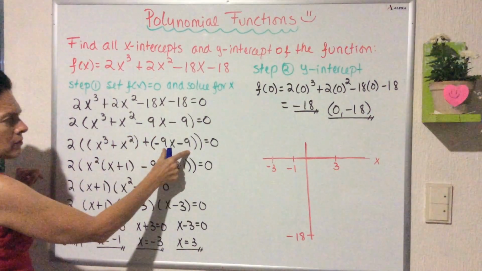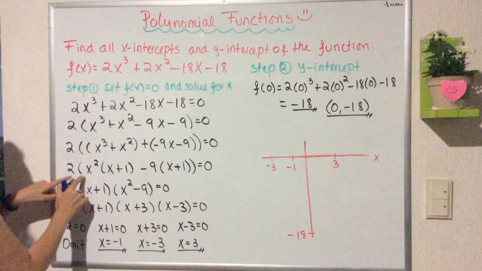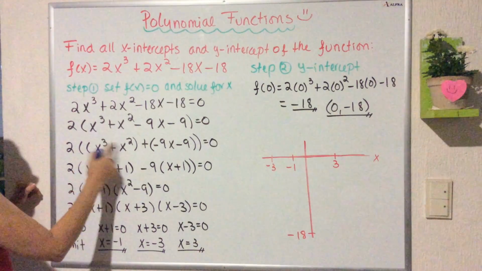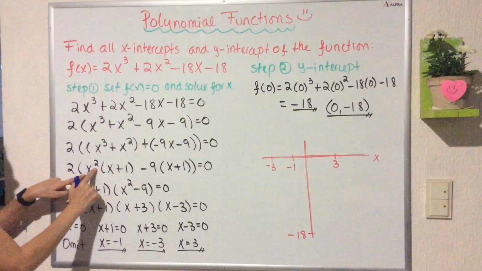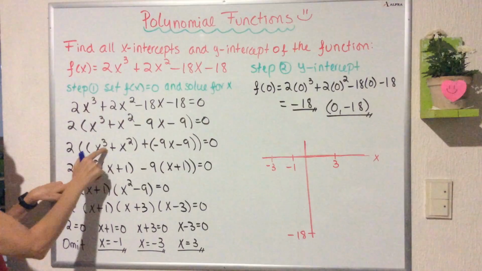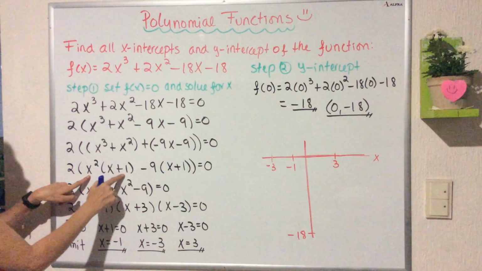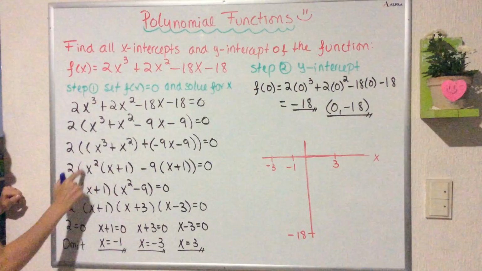and minus 9, okay. And then in the next step, dear students, look, I'm going to take out the common factor of these two. So this is x to the second. X to the second times x, we get x to the third. Then x to the second times 1, x to the second. Okay? So x to the second is the common factor here.